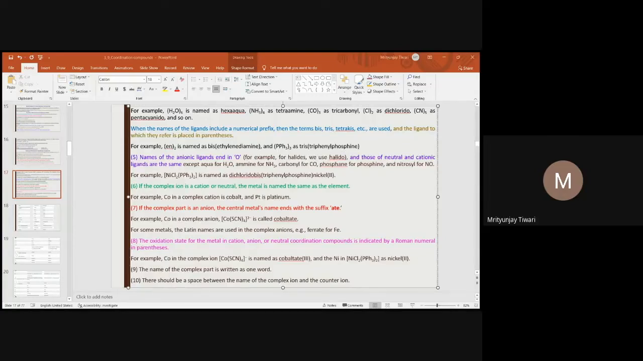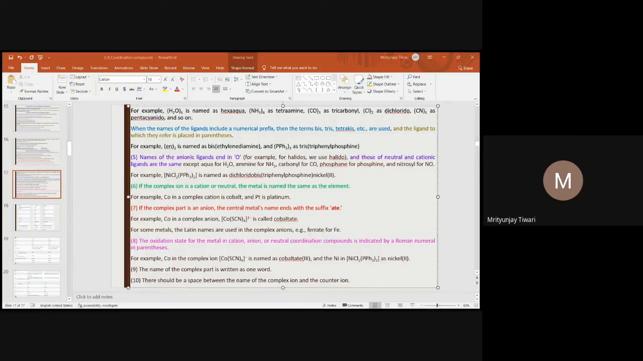Four donor groups, as nitrogen having a lone pair of electrons. So you can easily understand tetradentate ligands. One donor, one donor, one donor, four donors in total. Now this becomes a pentadentate ligand. This is not tetradentate but pentadentate. This is also pentadentate: one, two, three, four, five.